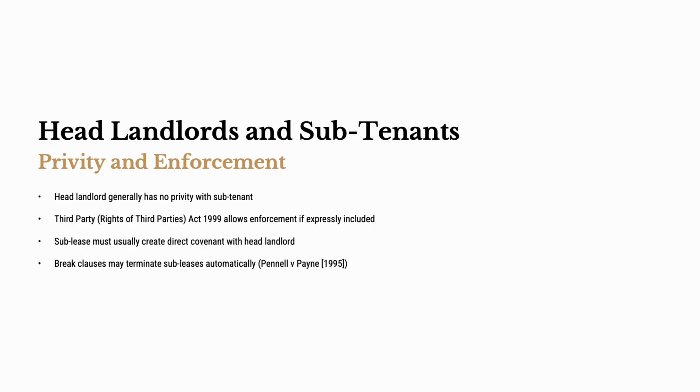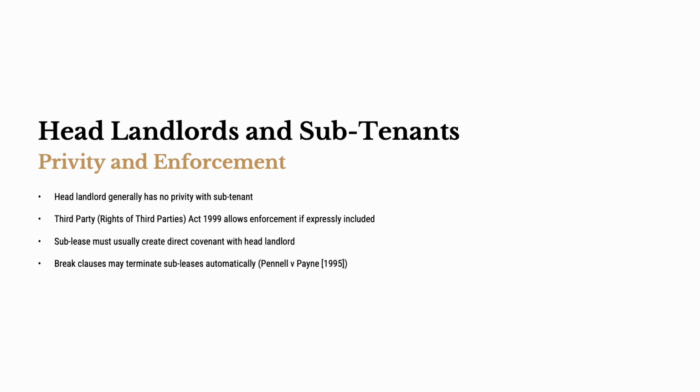So let's talk about head landlords and subtenants. That is privity and enforcement. Head landlords generally have no direct privity relationship with subtenants. There is privity between head landlord and tenant, and between tenant and subtenant, but not directly between head landlord and the subtenant, the subsequent tenant. This means the head landlord cannot directly enforce covenants against the subtenant. However, several mechanisms provide indirect control.